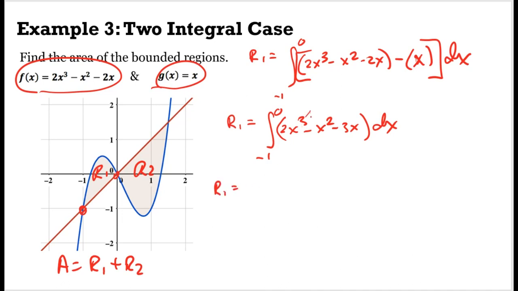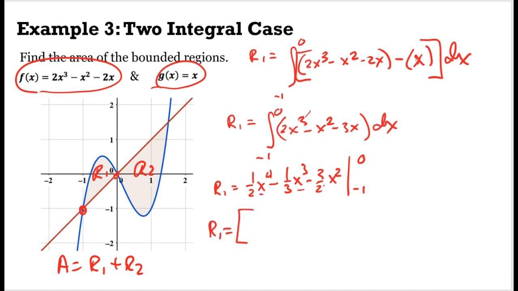Add 1 to the exponent. We're using the power rule, so this becomes x to the fourth. When you divide by 4, 2 over 4 is 1/2. So we have 1/2 x to the fourth minus 1/3 x to the third minus 3/2 x squared from negative 1 to 0. Now we're using the fundamental theorem of calculus.